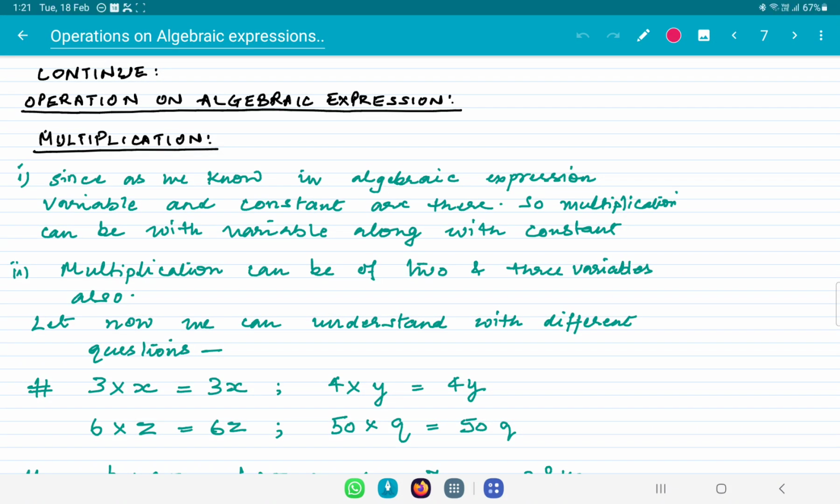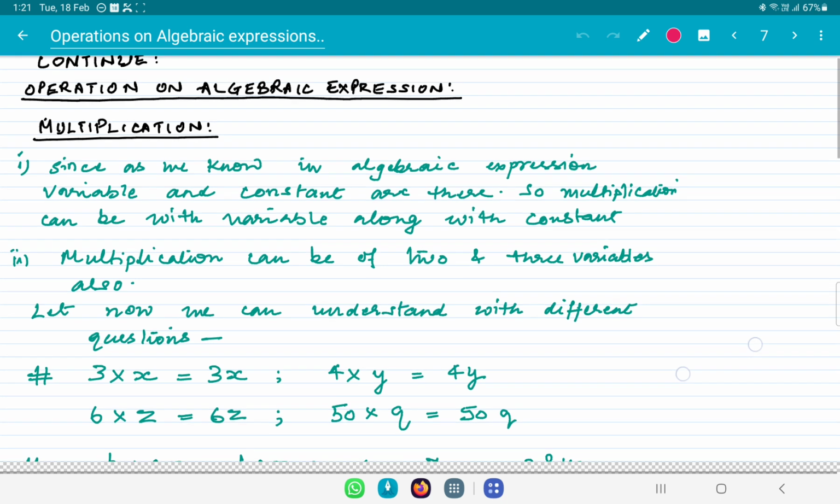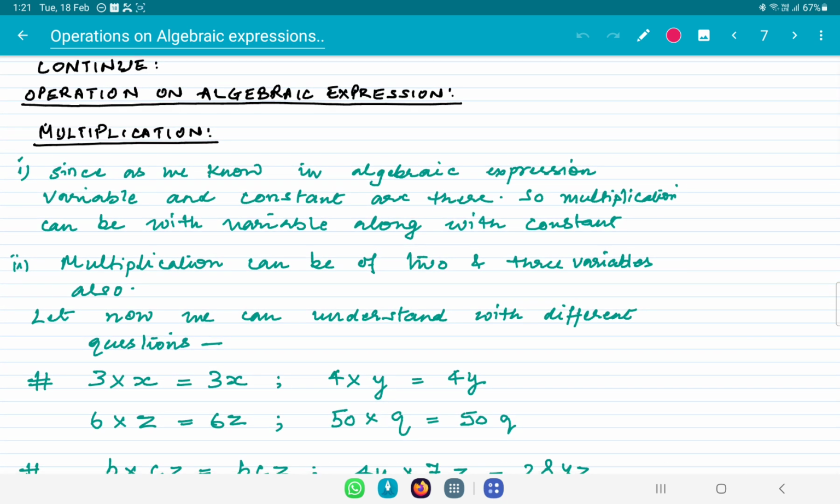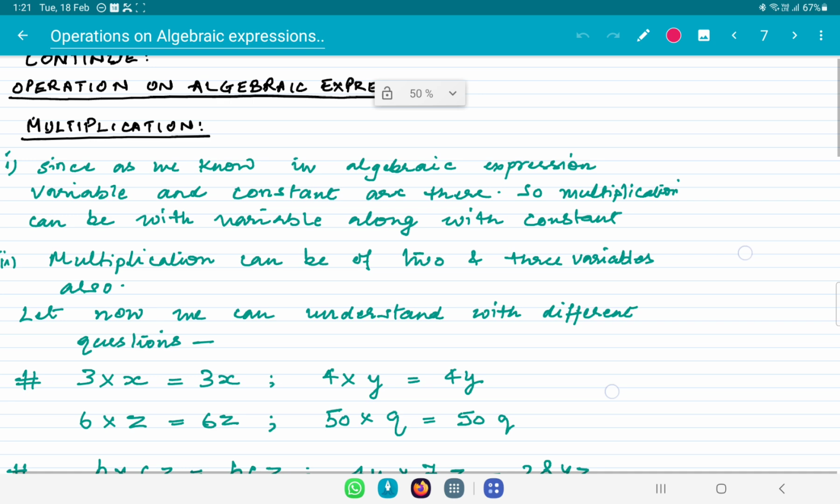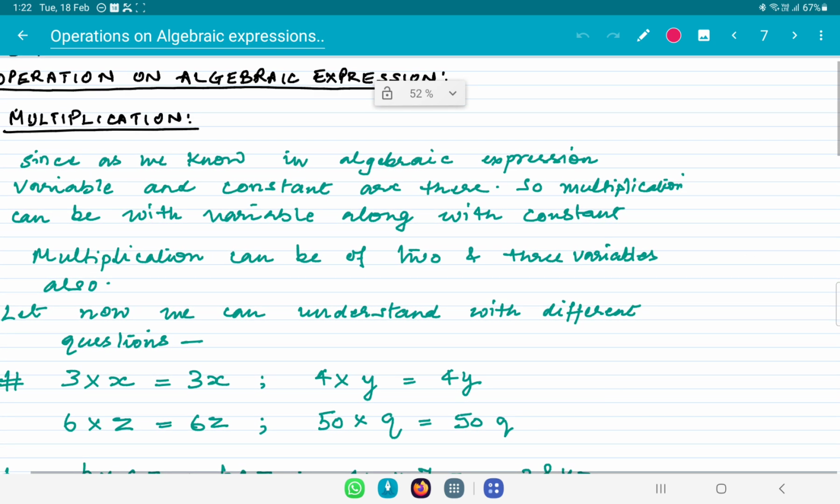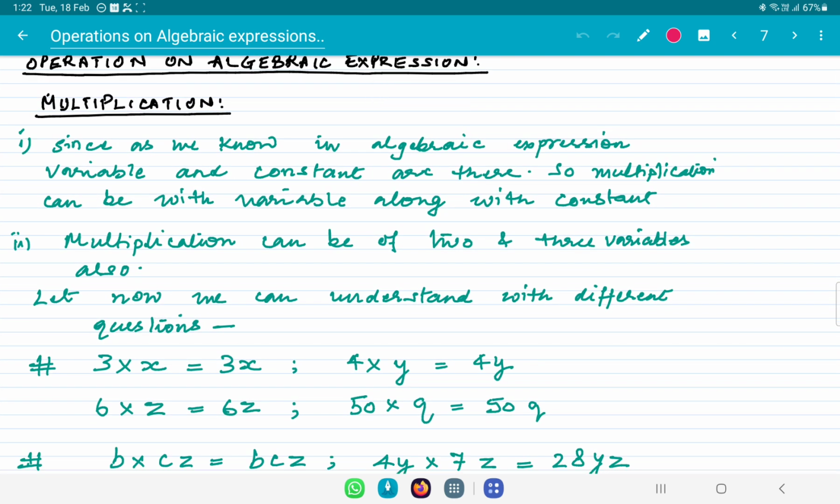Students, now again we are continuing operations on algebraic expressions. As you know, we have already completed addition and subtraction. This time I am explaining multiplication. As we know, in an algebraic expression, variables and constants are there. So multiplication can be with variables as well as constants.